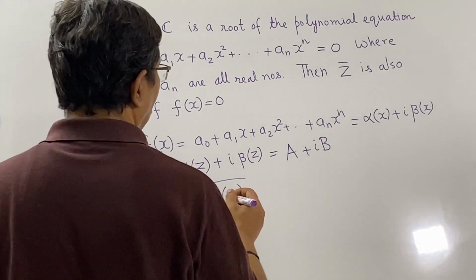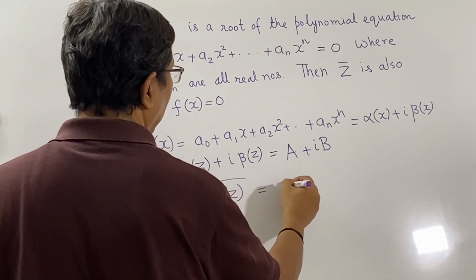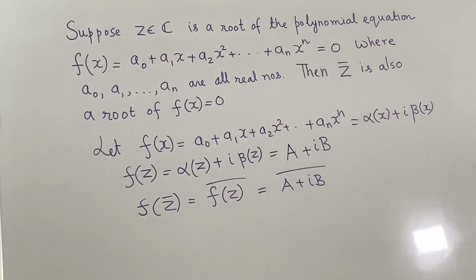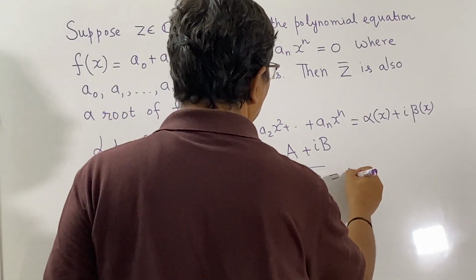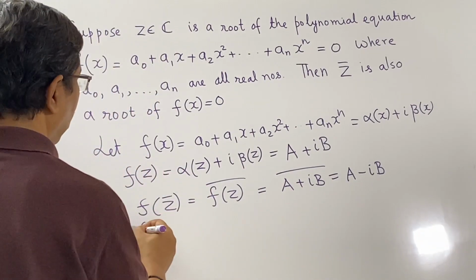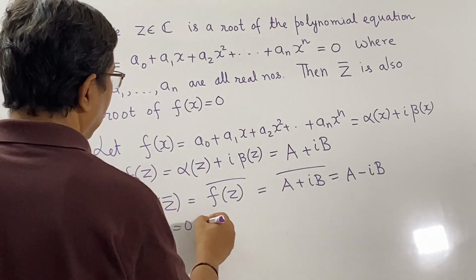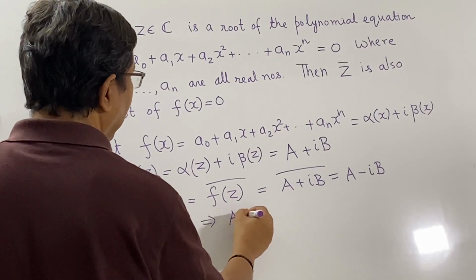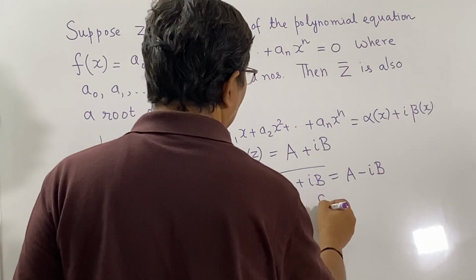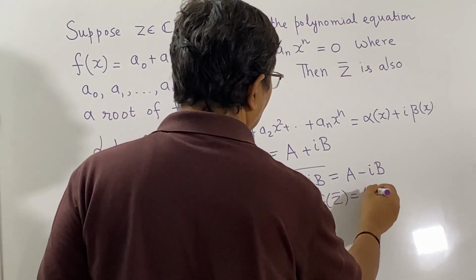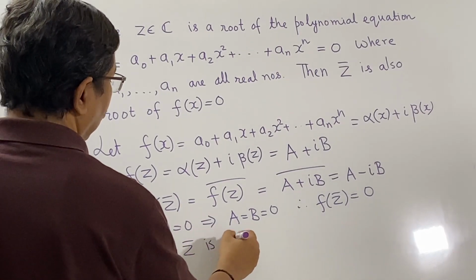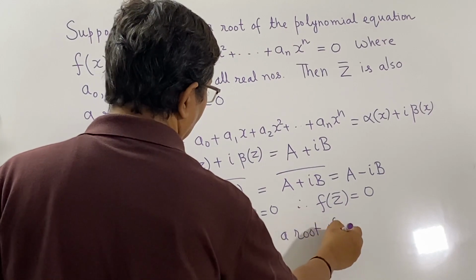So, since f(z) is a + ib, where a and b are two real numbers, and we are looking at the conjugate of that, this becomes a - ib. But we have seen that a and b are 0 because f(z) is equal to 0. We have seen earlier that f(z) equal to 0 implies that a equal to b equal to 0, and therefore f of z conjugate is also equal to 0. So therefore z conjugate is also a root of f(x) equal to 0.